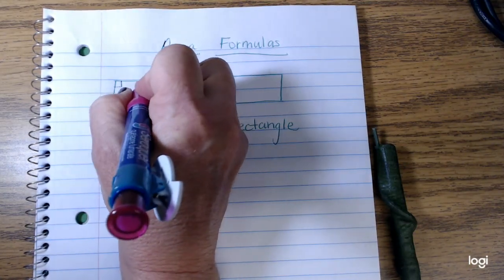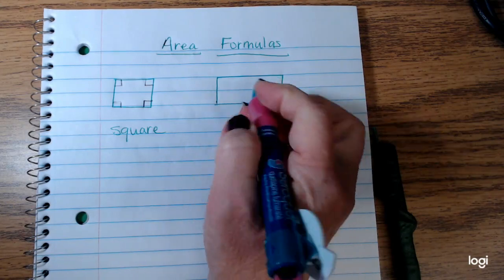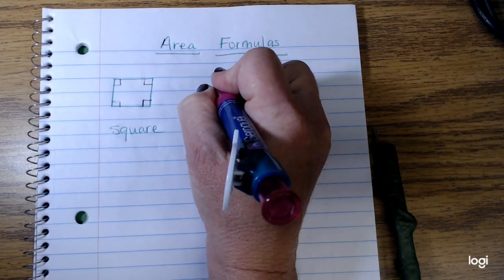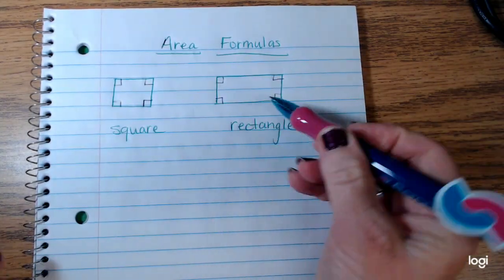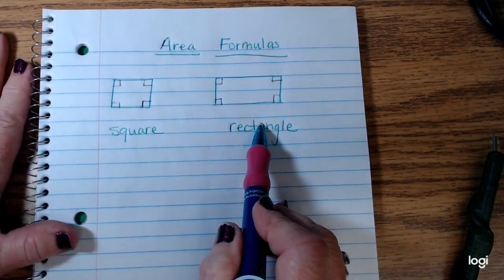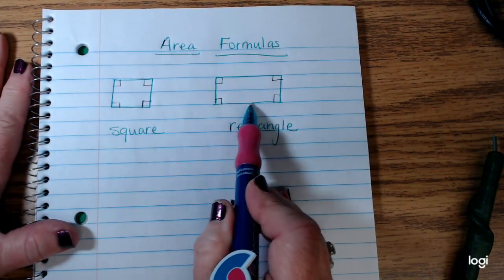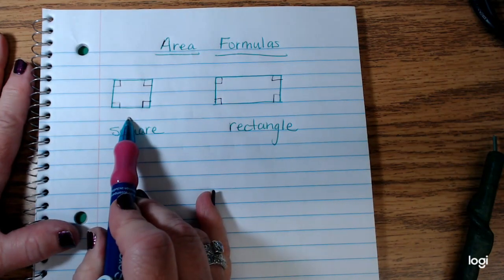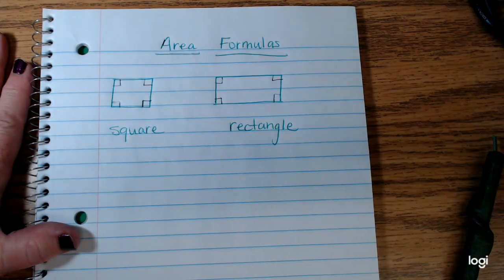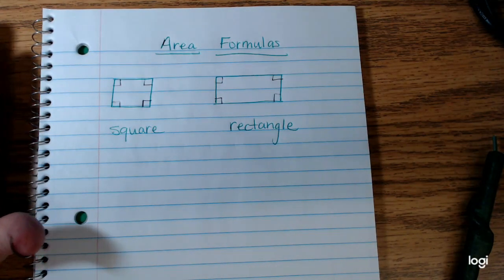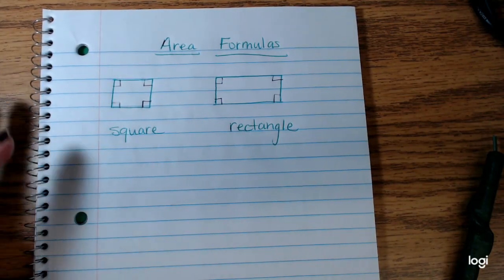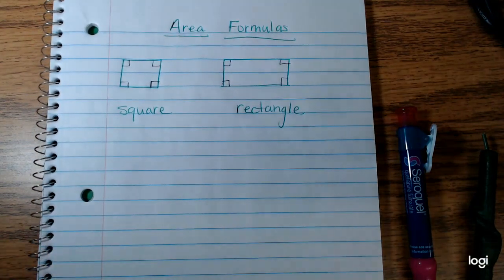A rectangle is very similar to a square in the fact that it has 4 right angles. And it has opposite sides that are parallel. Now, a rectangle could be a square if I would shorten it, but a square can never be a rectangle because a square always has to have 4 equal sides. All right, well, in order to find the area of a square or a rectangle, we have a formula that I'm going to use today to help you solve those problems.